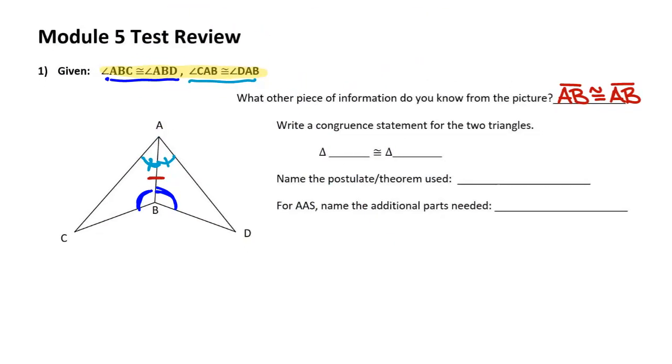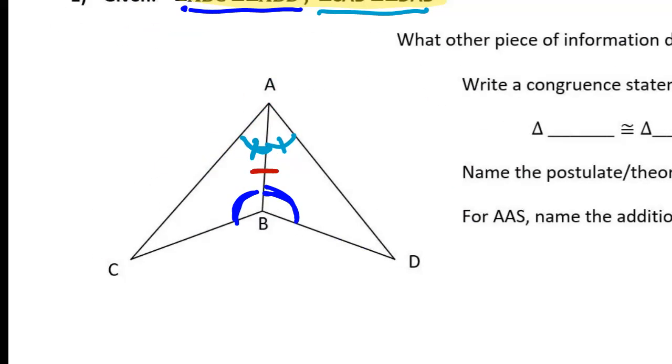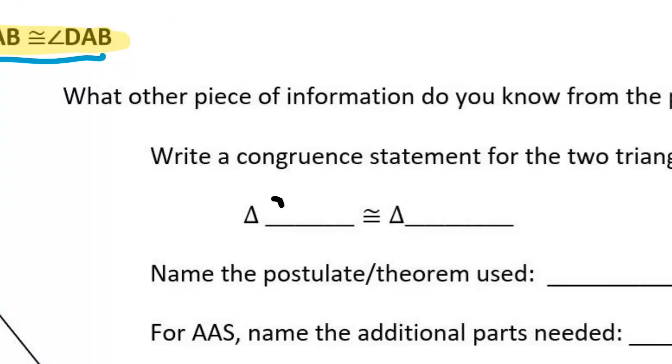Write a congruence statement for the two triangles. So first triangle we can name any way we want to. The one that I'm shading in yellow right now, give me one way to name that triangle. CBA is the first thing I heard. CBA. Order on the first triangle does not matter.